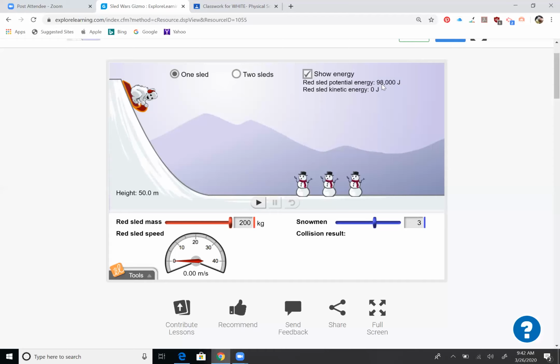All right, compare a sled's potential energy at 10 meters to its potential energy at 20 meters. So I'm going to bring it down to 10, and we see that it's at 19,600. I'm just going to write it down on my paper. And bringing it up to 20, it went to 39,200.